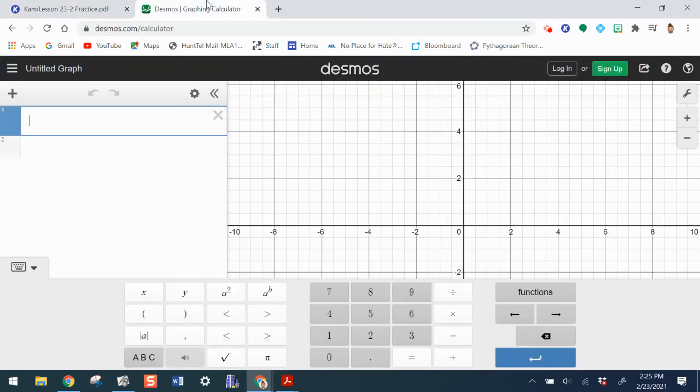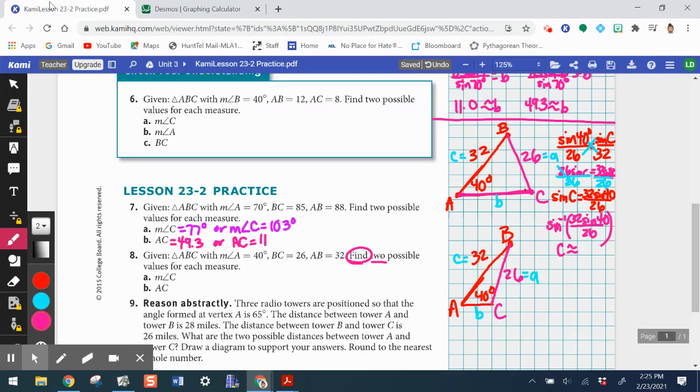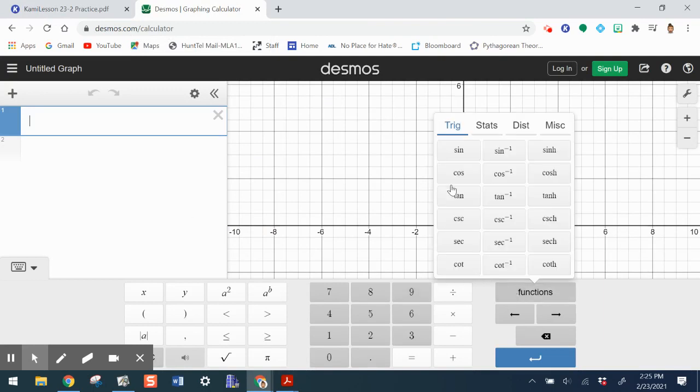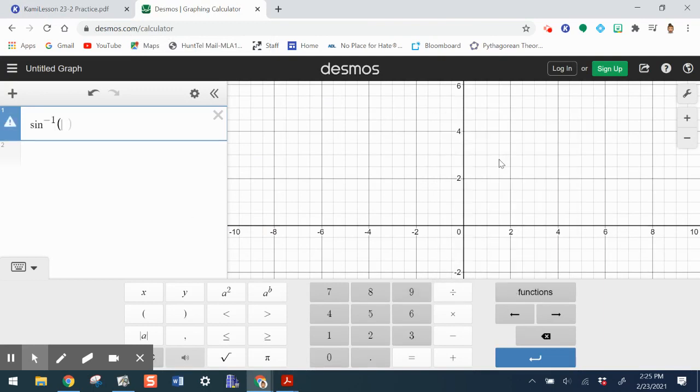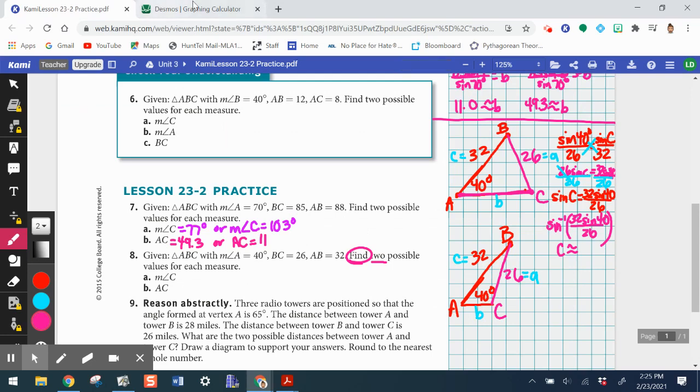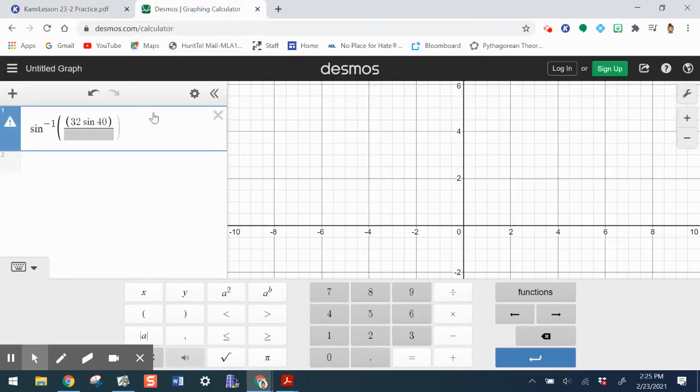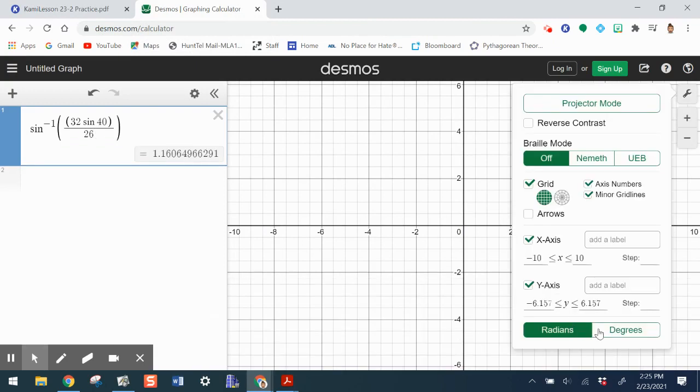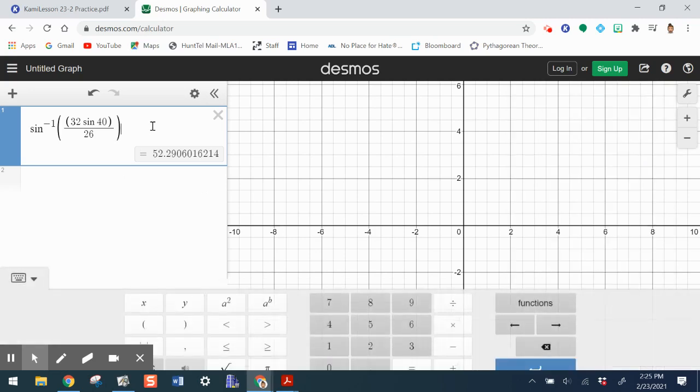So let's run over to Desmos real quick. Sine inverse of 32 sine of 40. So we're going to use the sine inverse. Just open another parentheses for those using the TI-83. 32 sine of 40, or 32 times the sine of 40. Close parentheses, divided by 26. Let me make sure I'm in degree mode, need to change that.